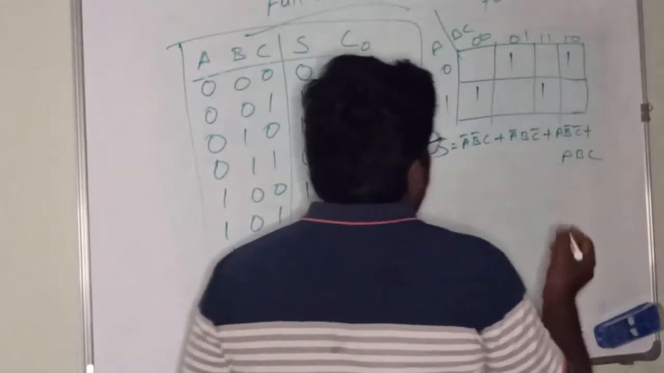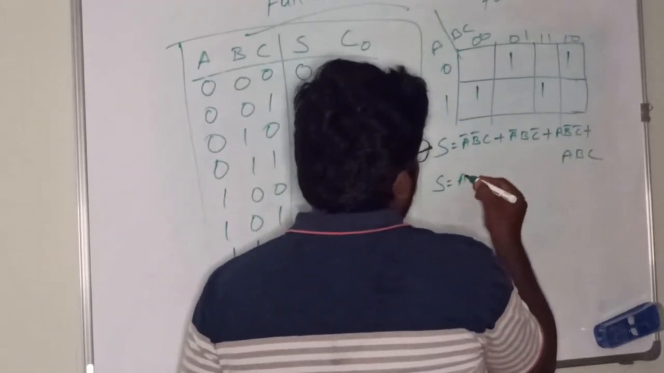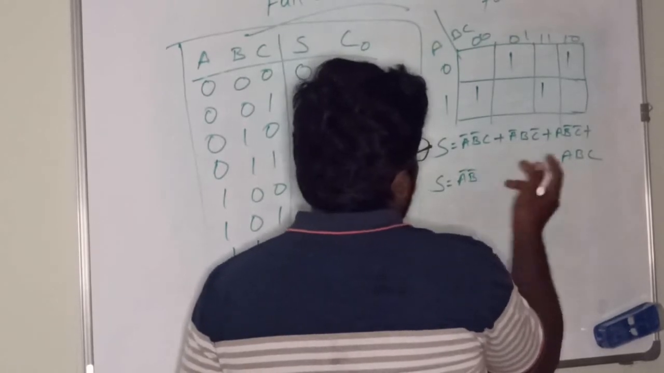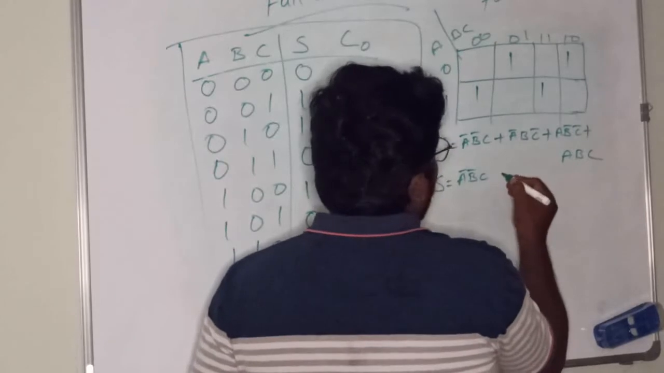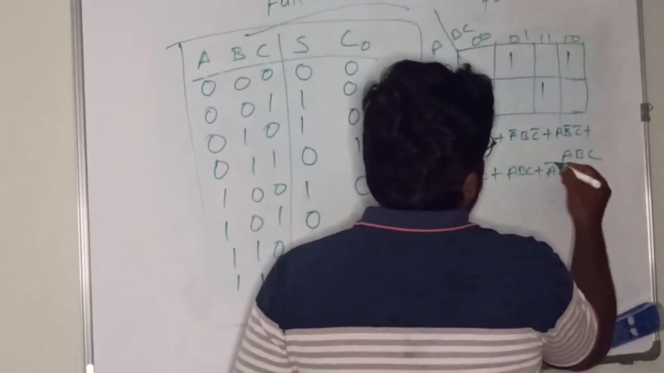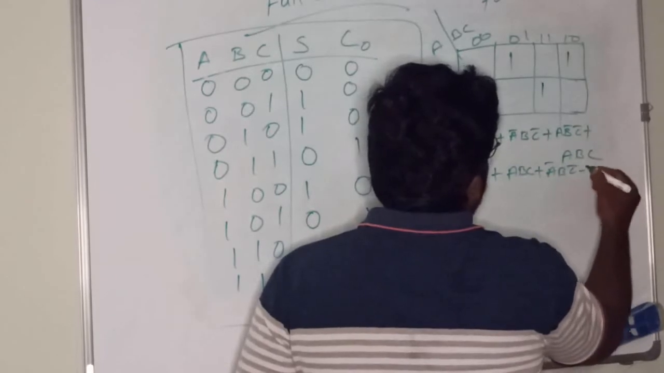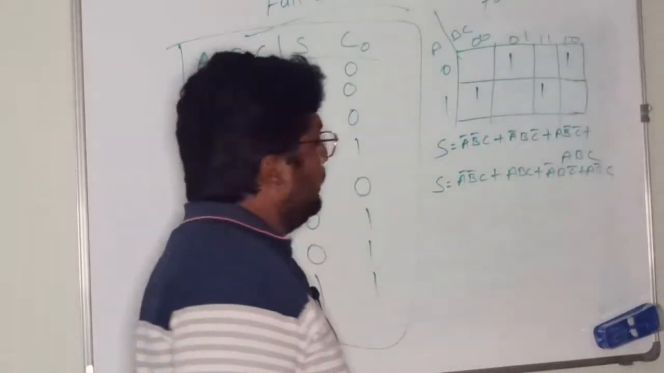So now we can write this sum as S is equal to A complement. I'm just rearranging the values here, right? A complement B complement C plus A B C plus A complement B C complement plus A B complement C complement.